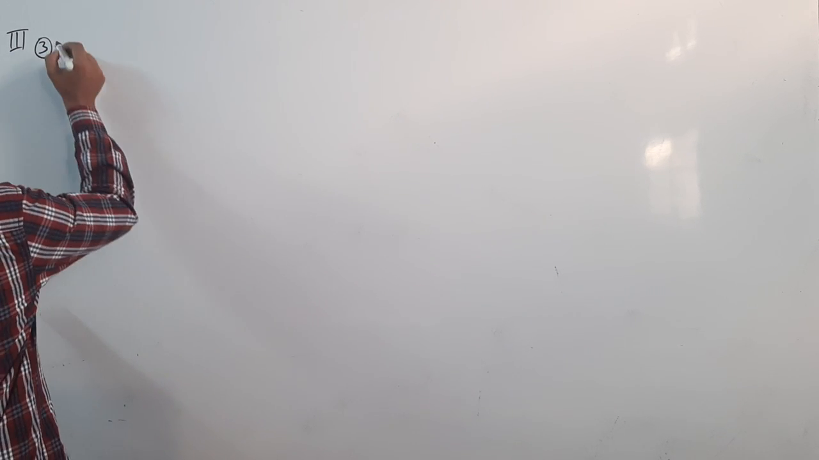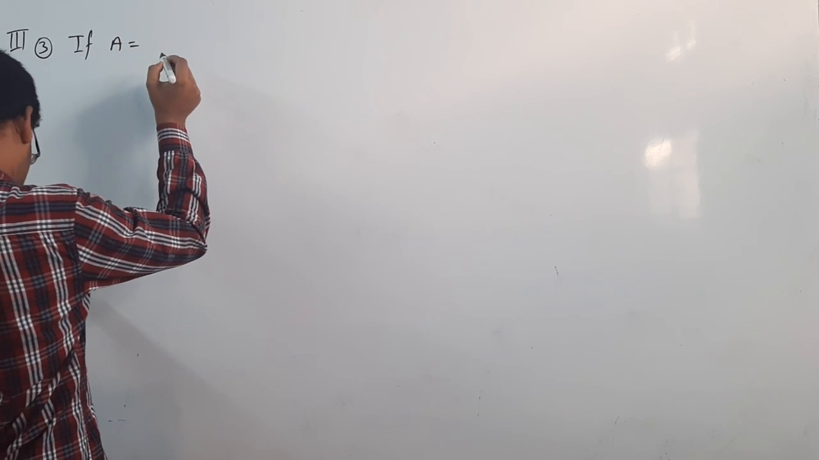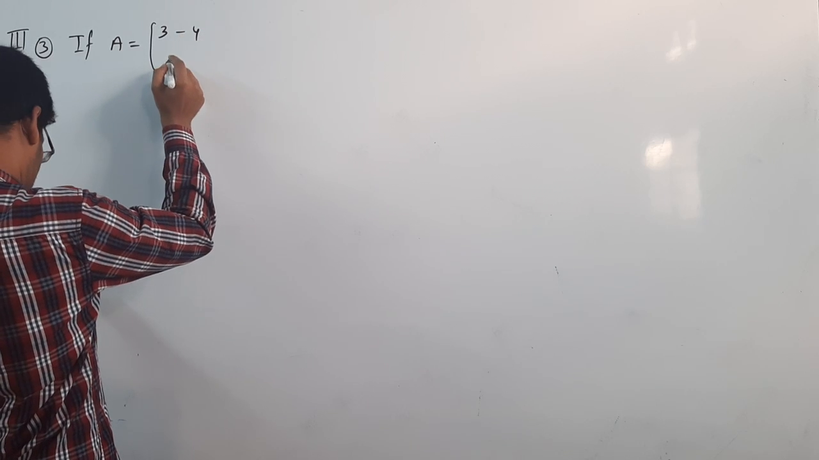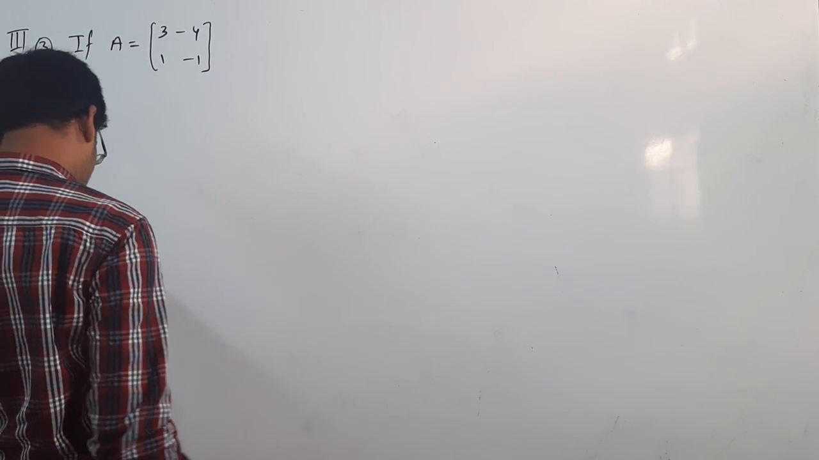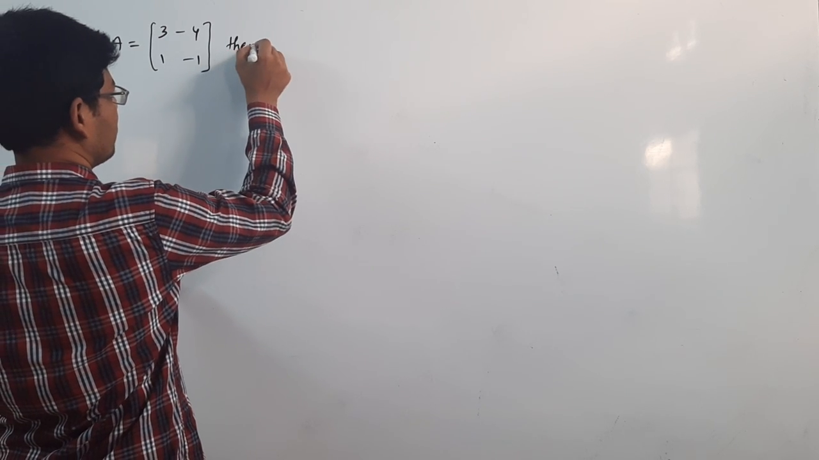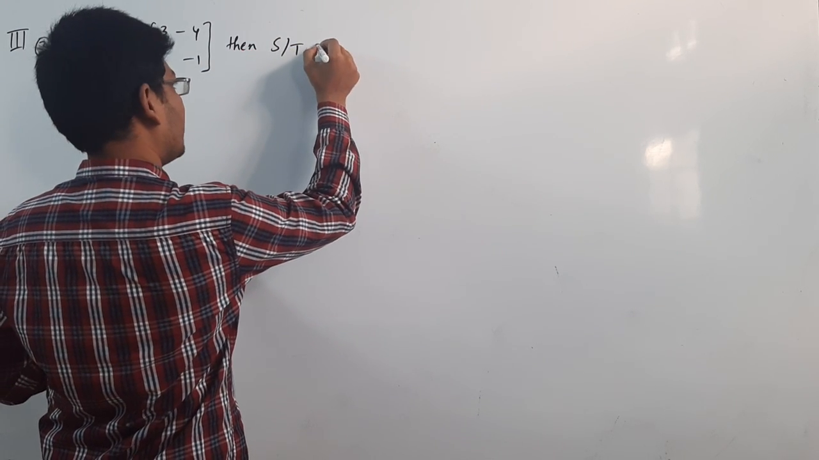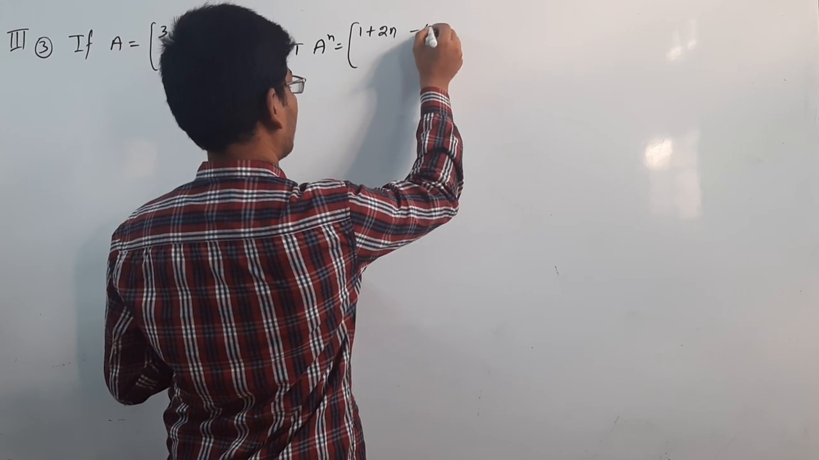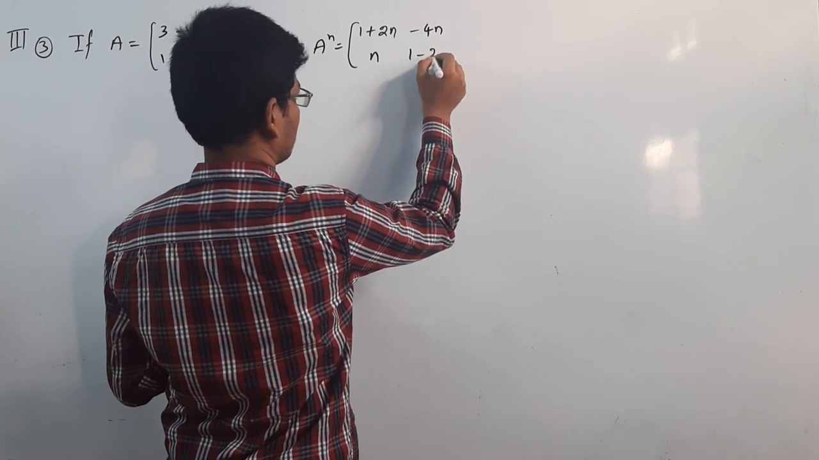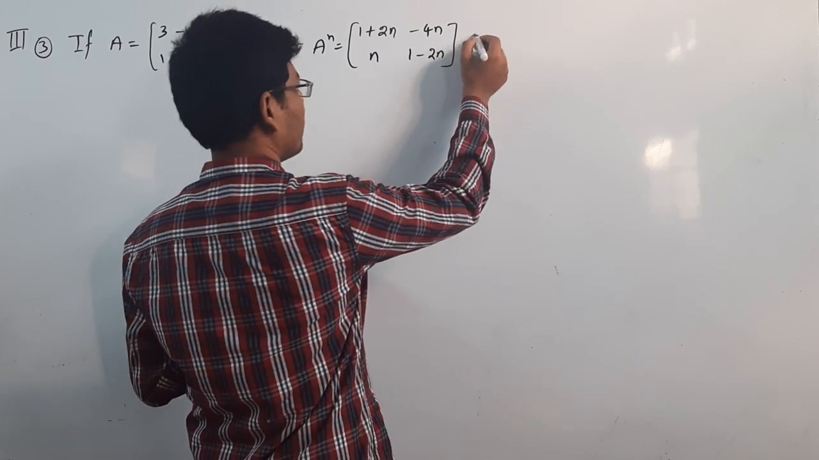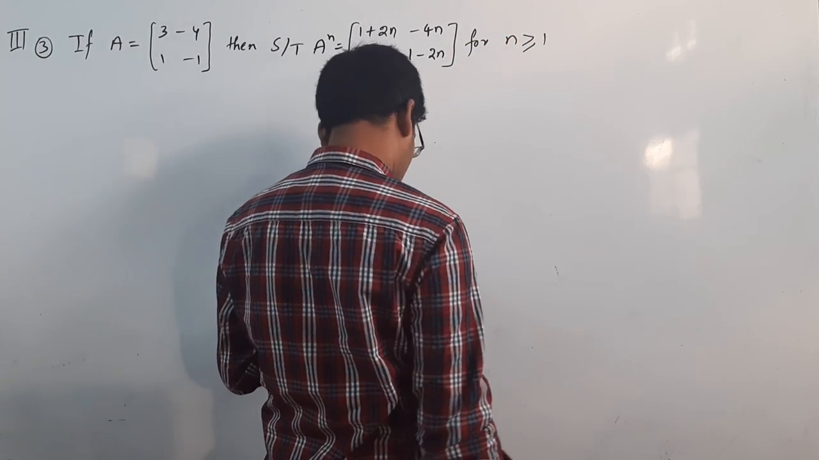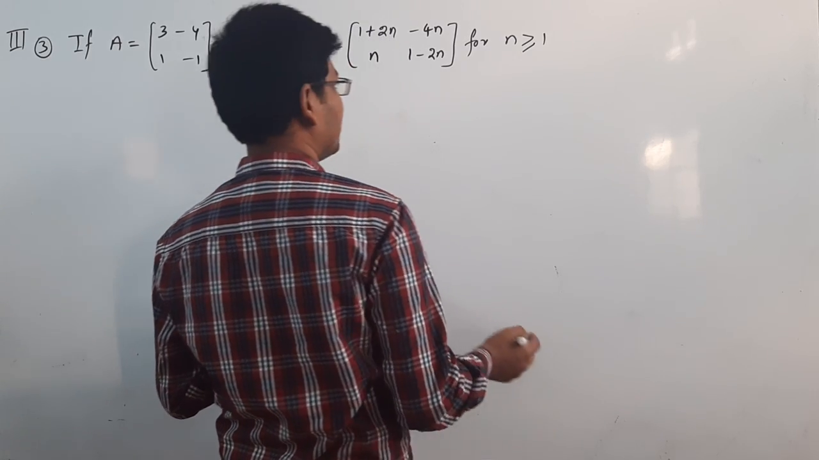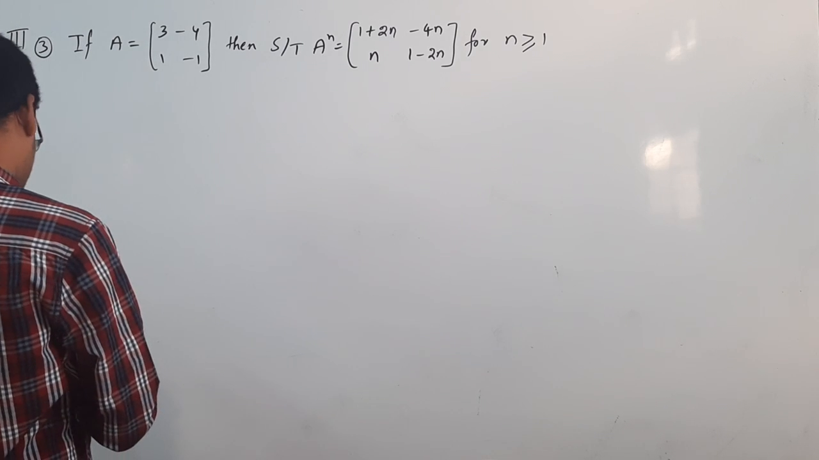Let's see the third question. If A is equal to the matrix [3, -4; 1, -1], then show that A to the power of n is equal to [1 + 2n, -4n; n, 1 - 2n] for all n greater than or equal to 1, by using mathematical induction. So, by using mathematical induction, this is the question here.